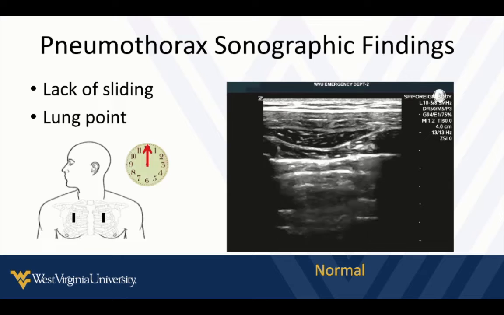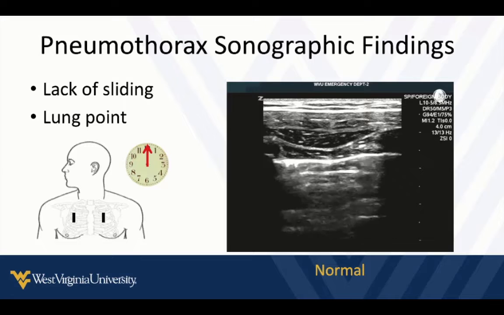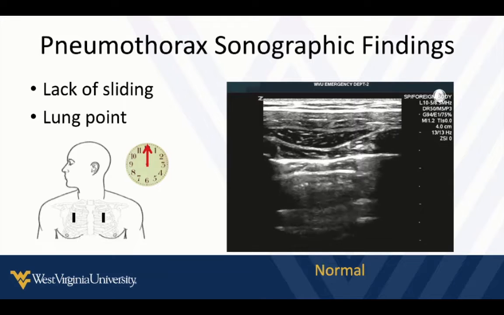Now here we're looking at this with a linear probe, and this is one of the things you can use to look at the lungs, but you can see these findings with a little practice with any probe. The main thing we're going to see in pneumothorax is lack of sliding, and we may also see a lung point, and I'll show you what those look like.